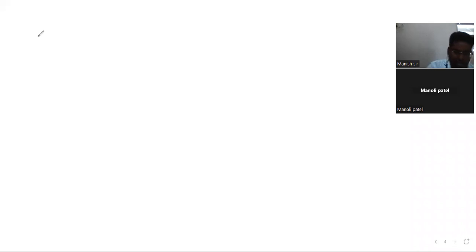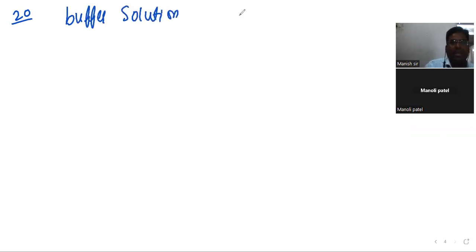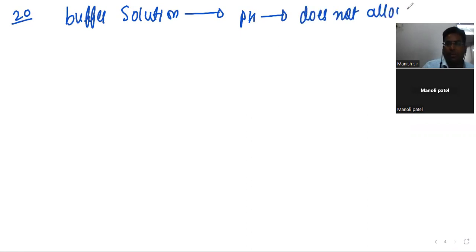Now see the next sum, that is 20. So what is a buffer solution? It is talking about buffer solution. A buffer solution resists its pH to change, right? It doesn't allow its pH to change.